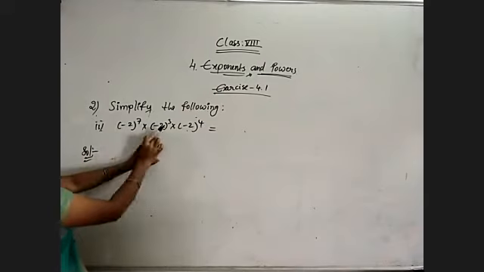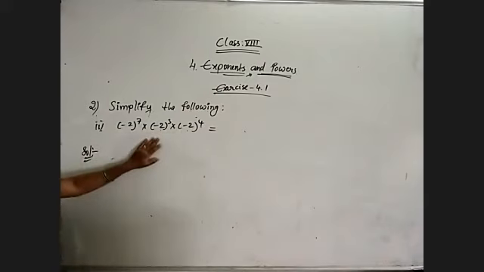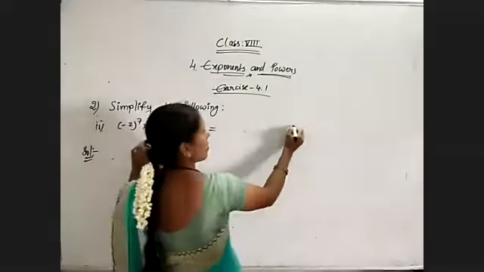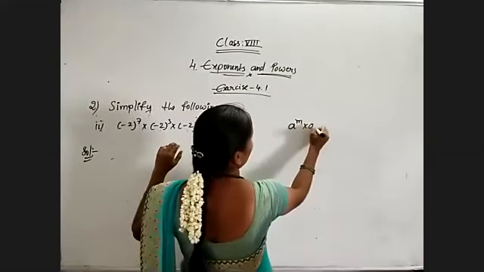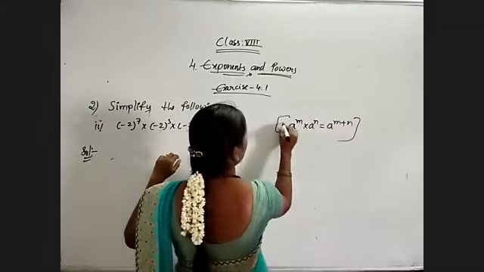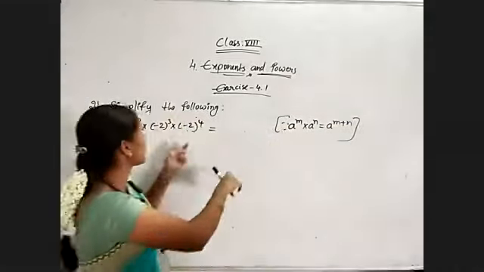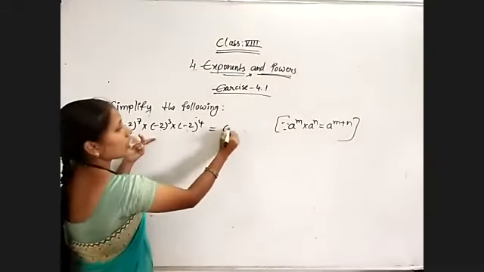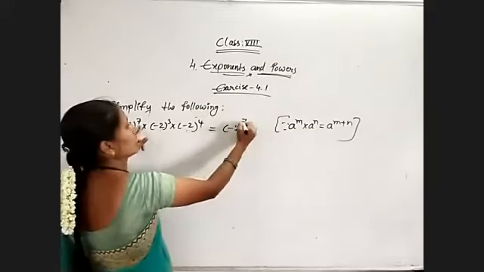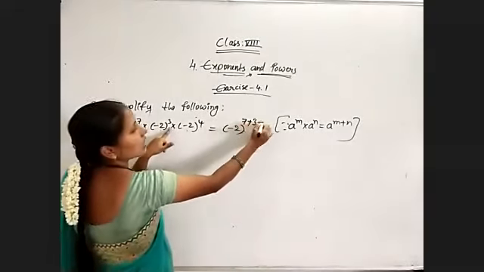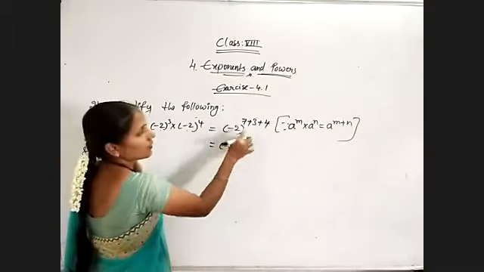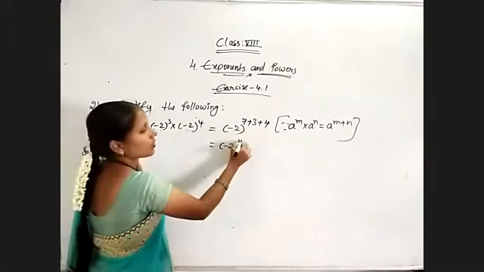Each number has the same base, so what formula do we have to use? The same formula: a^m × a^n = a^(m+n). The left side is in the form a^m × a^n. Here a is -2, m is 7, n is 3, and the next value is 4. So that is equal to (-2)^(7+3), which is 10, and 10 plus 4 is 14.